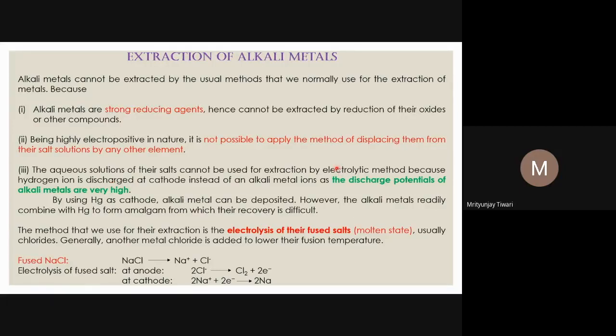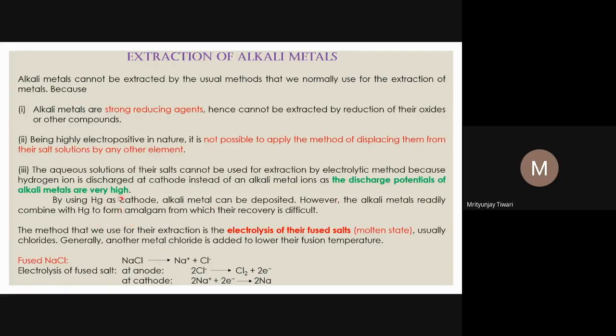And thus their aqueous solutions can also not be used in electrolytic methods to extract alkali metals. The hydrogen ion is discharged at the cathode instead of the alkali metal ions, as the discharge potential of alkali metals is very high, and this we call the discharge potential. Though there are many different names, all these things belong to the electron donation tendency of alkali metals. All these properties are given different names because of the different processes, but ultimately it is mostly the electron donation tendency of the alkali metal.